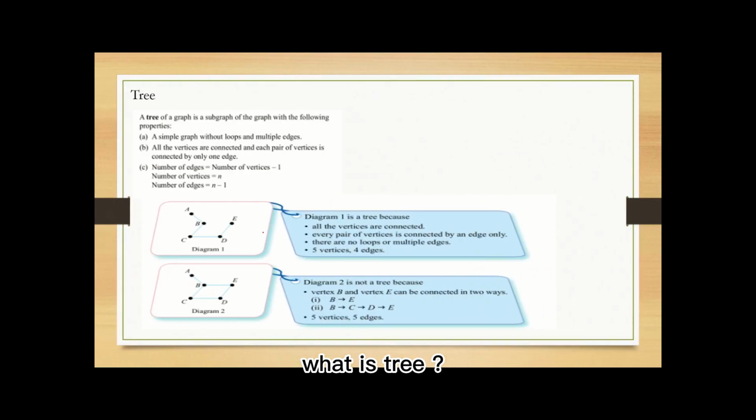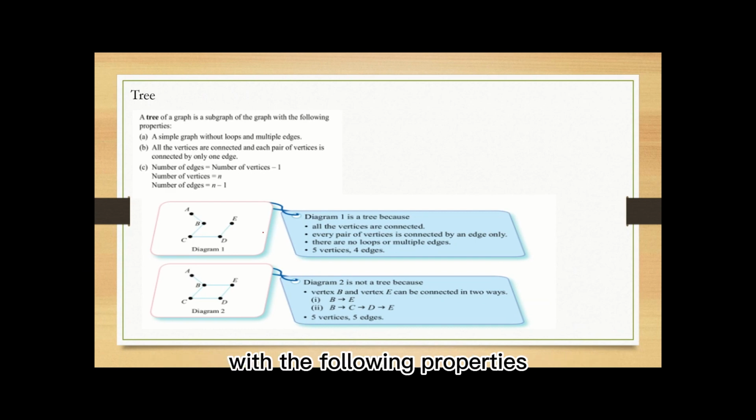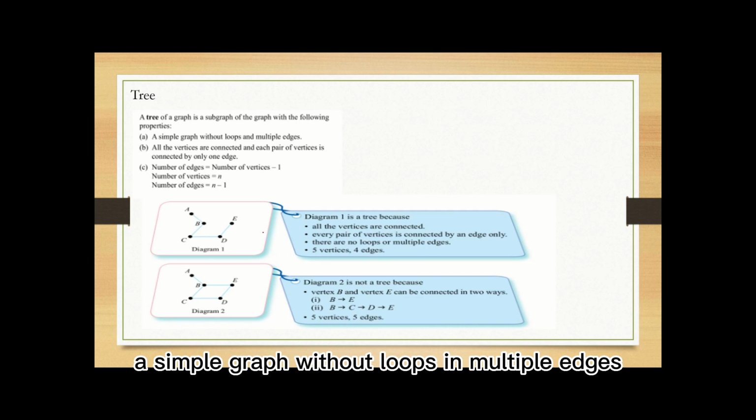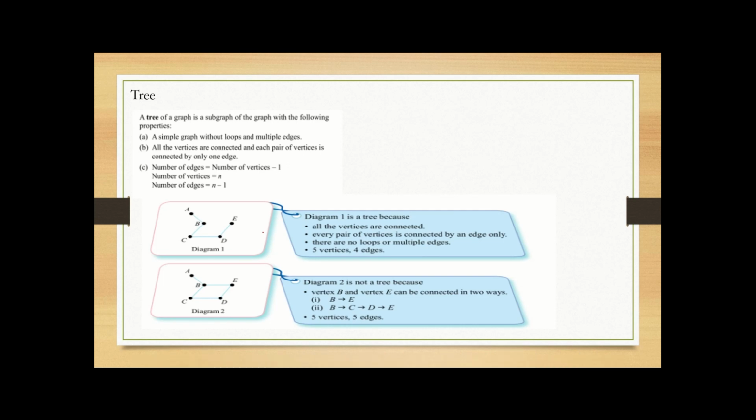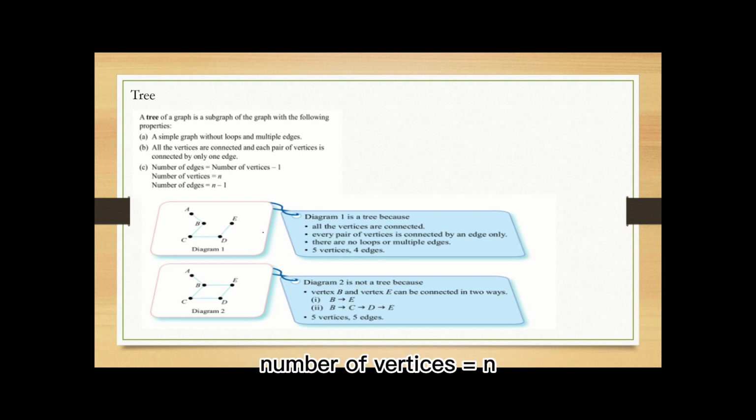What is a tree? A tree of a graph is a subgraph of the graph with the following properties. A simple graph without loops and multiple edges. All the vertices are connected and each pair of vertices is connected by only one edge. Number of edges equals number of vertices minus 1. If the number of vertices equals n, the number of edges equals n minus 1.